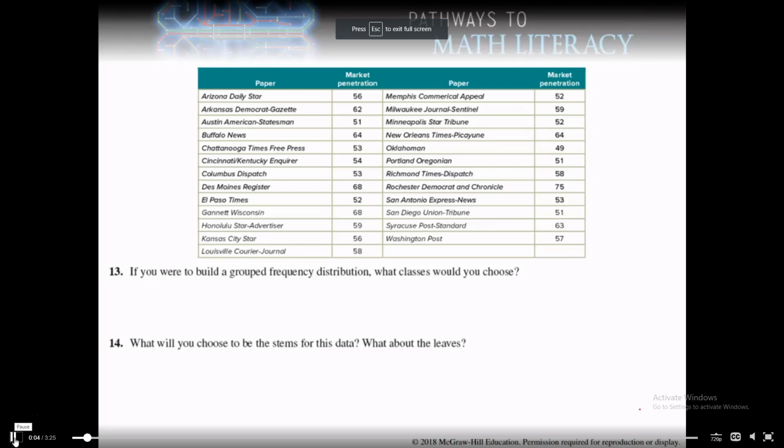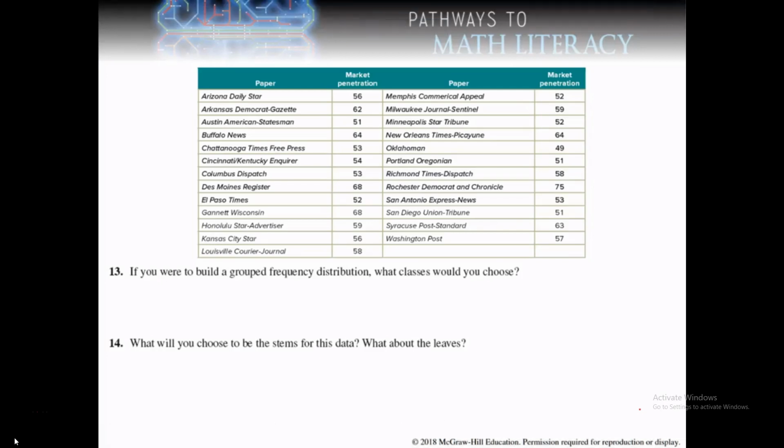Here we're given some data on market penetration for the top 25 newspapers in America. In 13, if you were to build a grouped frequency distribution, what classes would you choose? How would you break up these values? And you could make some different choices, but I think just counting by tens would be too big of classes. I would probably break them up into fives, and it looks like we do have a 49. That's our lowest, so I'd probably have a chunk from 45 to 49, and then 50 to 54, and 55 to 59, and 60 to 64, and so on. And the highest one is 75, so we'd need to get up to 75 to 79.